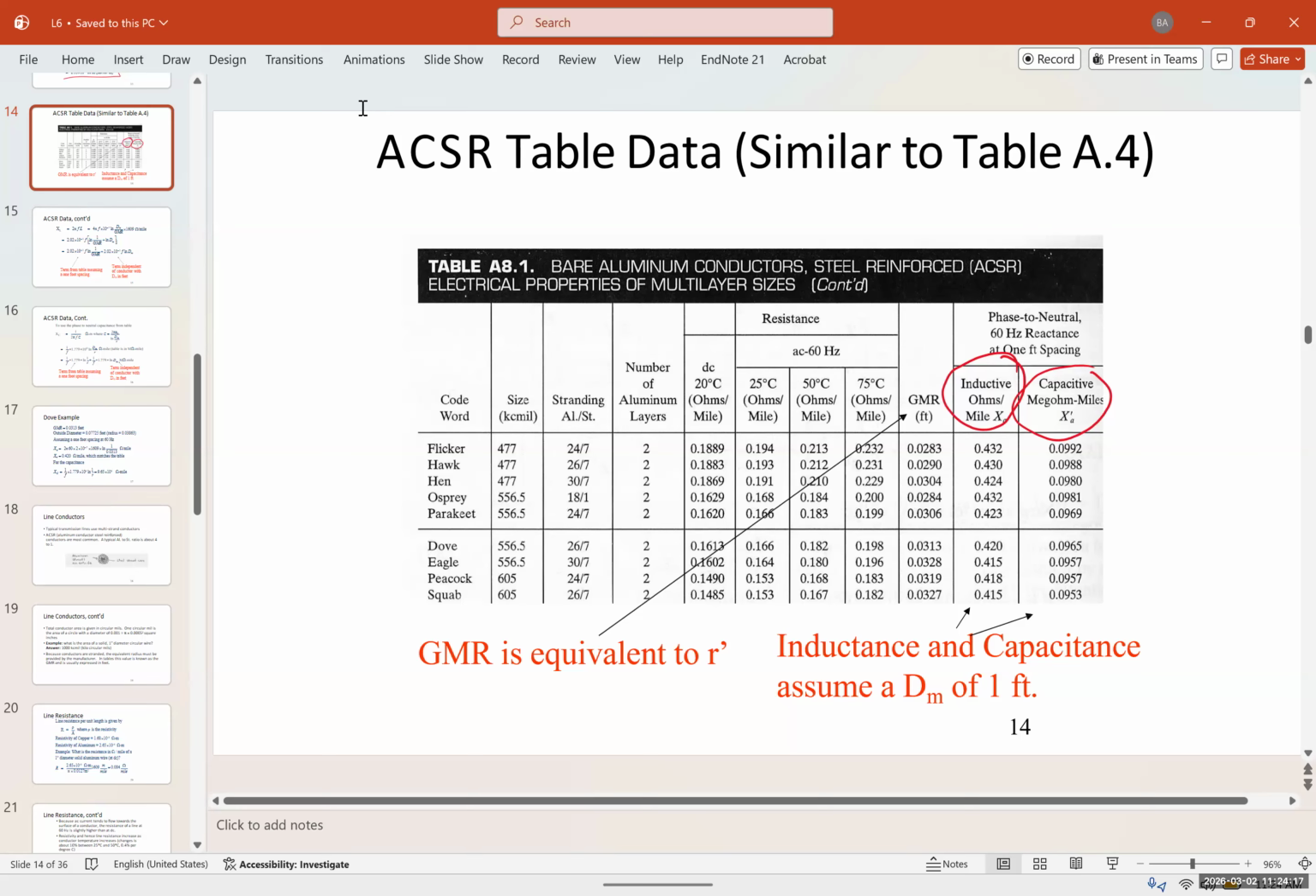And they measure it in kilometers, so it's going to be a completely different table. For inductance and capacitance, they assume a dm of 1 meter. So if you want to make it 10 meters, you just have to add that to the equation.